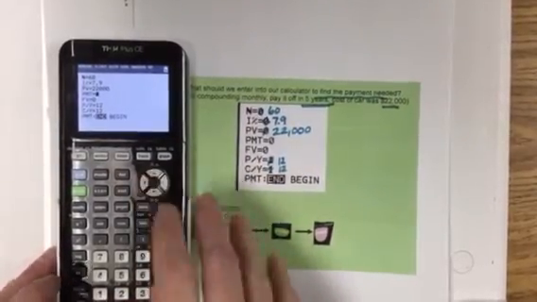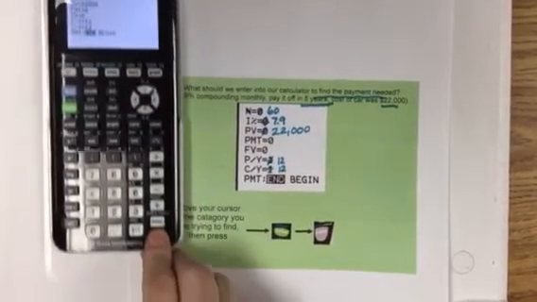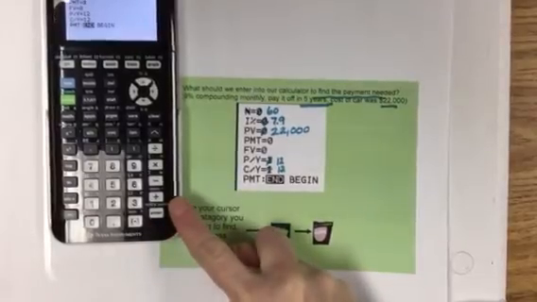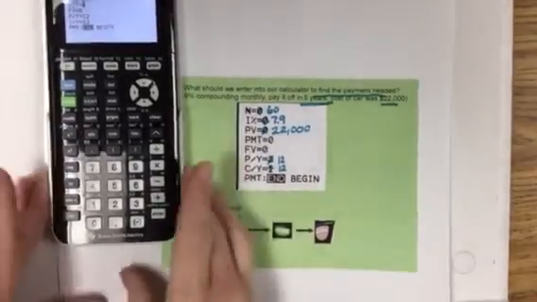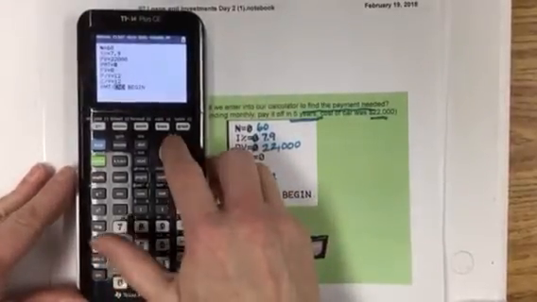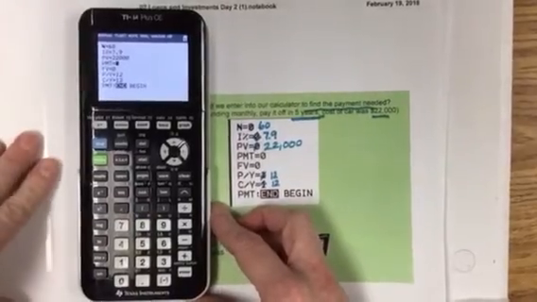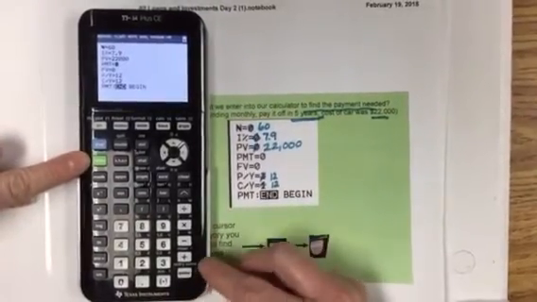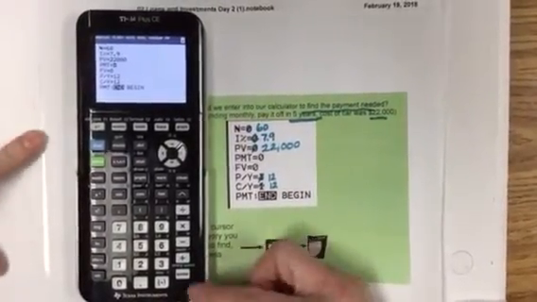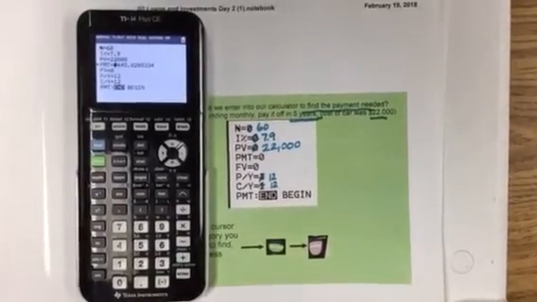So what we're looking for is the payment value. And you've probably never noticed this before, but above the enter button right here, it says solve. So I'm going to move my cursor to the payment. See where it says payment here? I want to know the payment. So I'm going to ask the calculator to solve for payment. Hit alpha, because that'll give us the green solve. Hit alpha and solve, and it will tell you how much we have to pay.